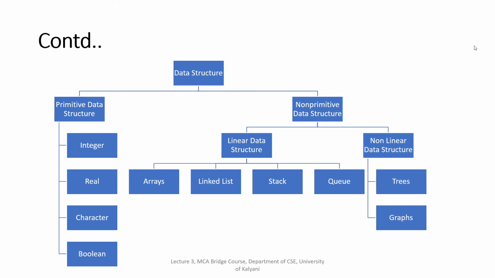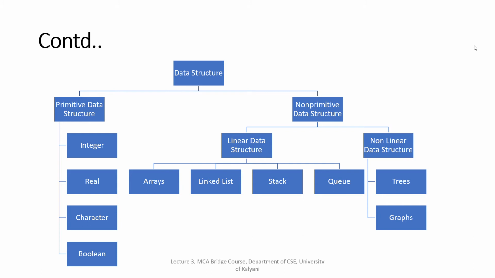Integer is a whole number: 1, 2, 3, 100, 200, minus 200, all are integers. Real numbers are like floating point numbers, decimal numbers, fractional numbers. They can be whole or fractional, both. Character is like a single alphabet character. Boolean is 0 or true false, 0 1, something like that.